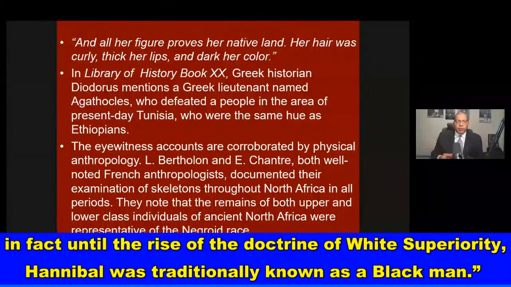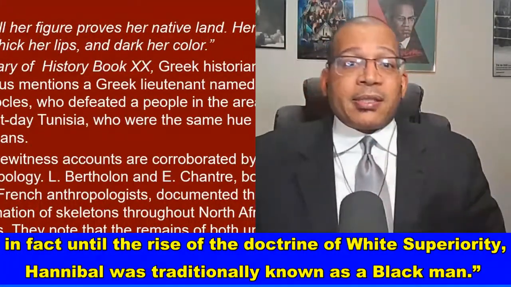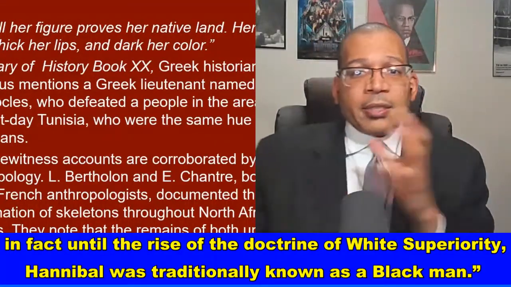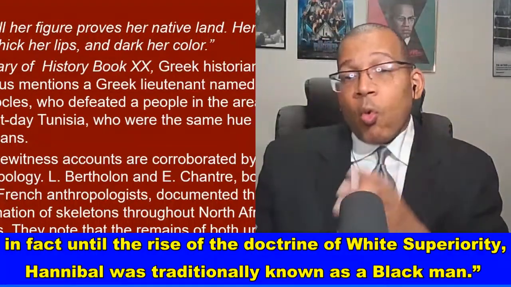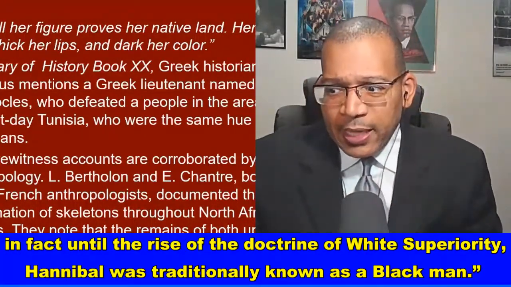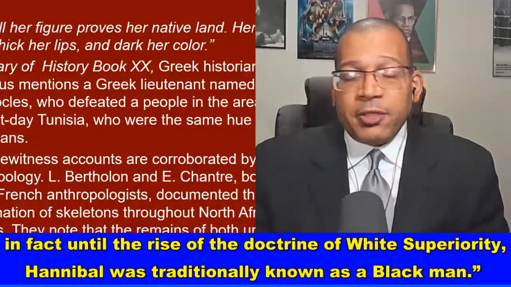Now, in Library of History book 20, Greek historian Diodorus mentions a Greek lieutenant named Agathocles who defeated a people in the area of present-day Tunisia in North Africa, who were the same hue as the Ethiopians. Now, yes, Europeans also try to say that Ethiopians were white, and when Emperor Menelik II defeated the Italians at the Battle of Adwa in March of 1896, the Italians told the world that the Ethiopians were white because they didn't want the world to know that they were defeated by these African people. So when you research the Battle of Adwa, March 1896, you see that the Italians were embarrassed. So they lied and said the Ethiopians were white.